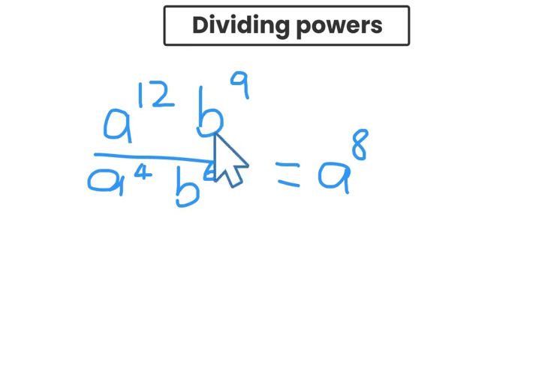And similarly over here, you've got 9 b's being multiplied together and 6 of them at the bottom. So the 6 at the bottom are going to cancel with 6 of the ones at the top, and you're going to be left with b to the 9 minus 6, which is 3. And that would be your final answer.